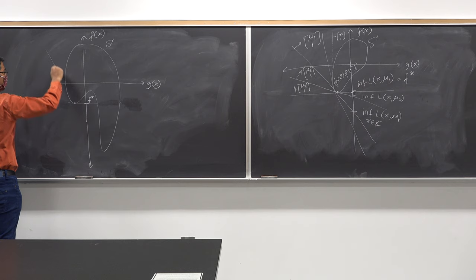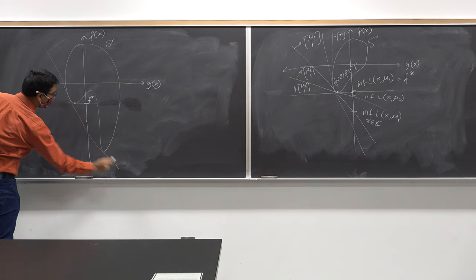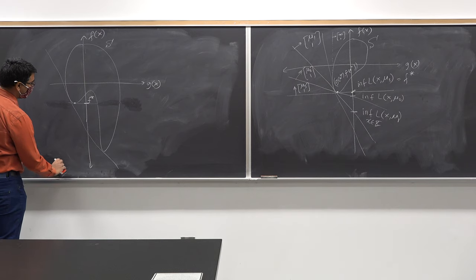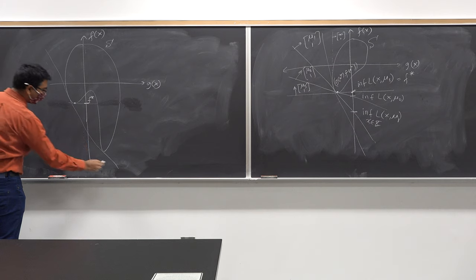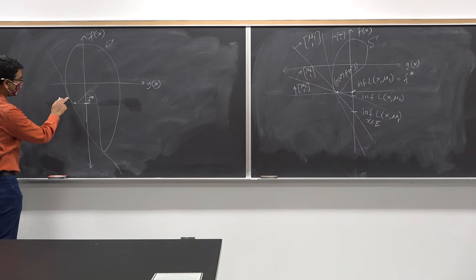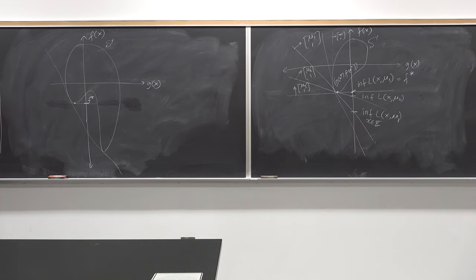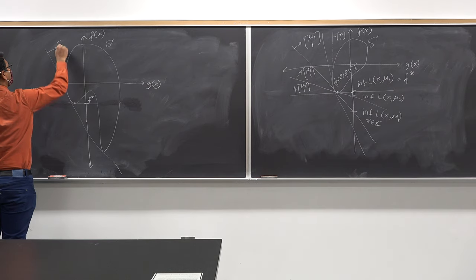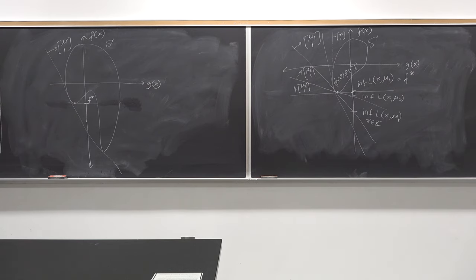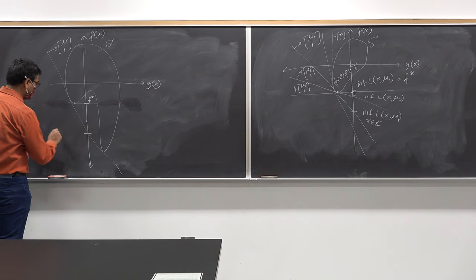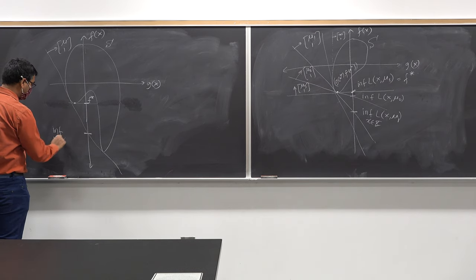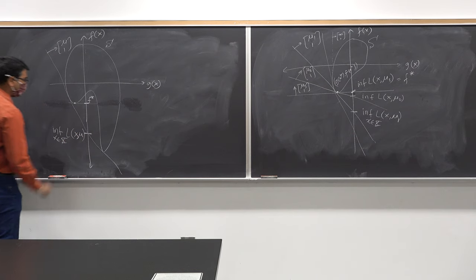So I'm going to draw another hyperplane. This hyperplane is such that it's touching here and it's touching here as well. And the normal to this hyperplane is mu 1. What is the intercept? That intercept is right here. This is my inf of x in capital X, L of x comma mu.